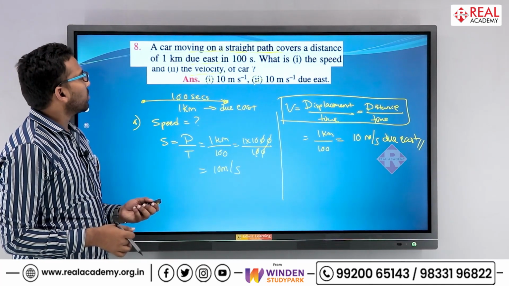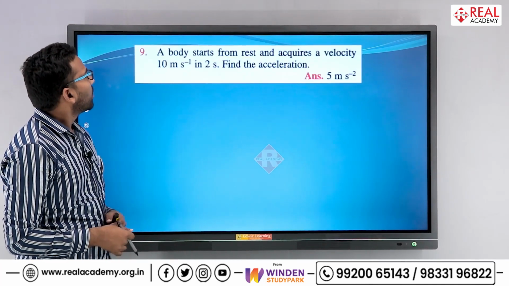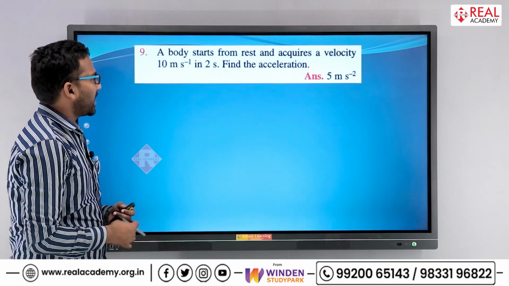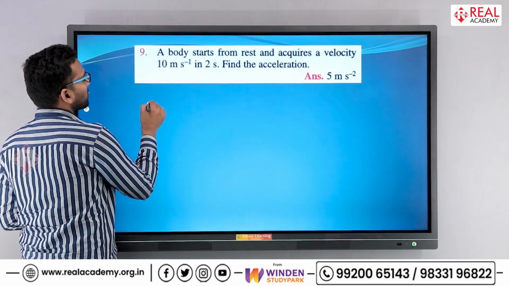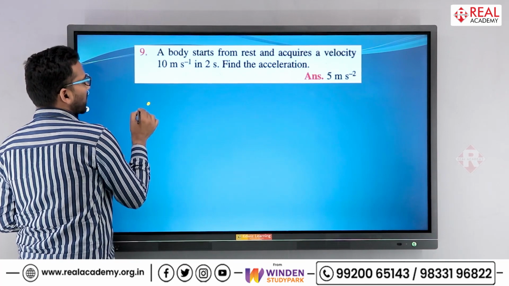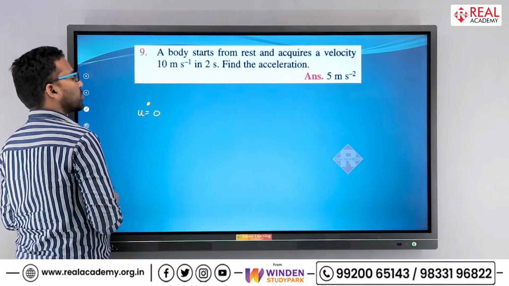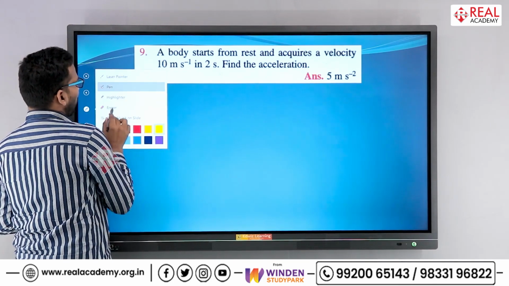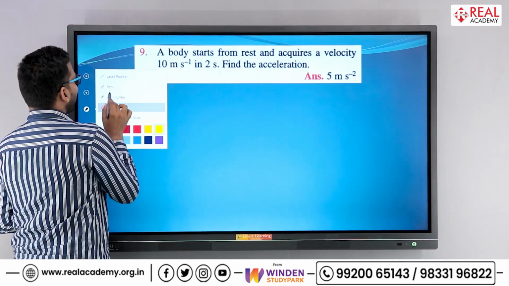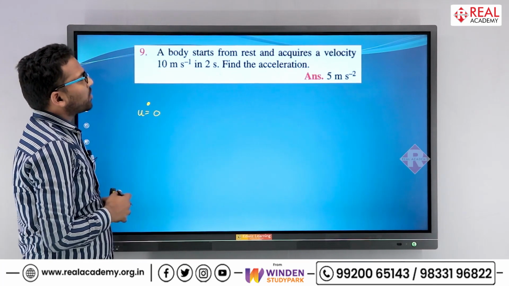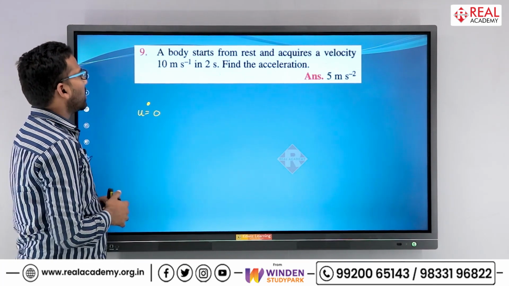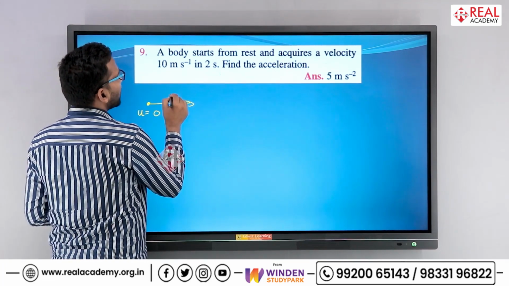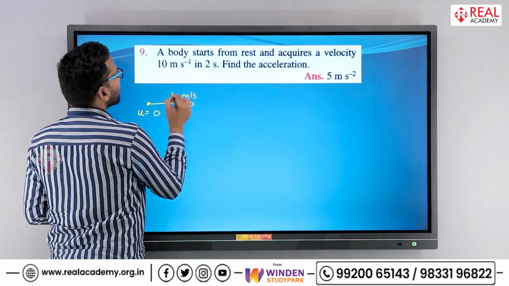Okay. Chalo, next question. A body starts from rest and acquires a velocity. Starts from rest means initial velocity is equals to 0. Let that initial velocity be u. So initial velocity is 0. So body starts from rest and acquires a velocity of 10 meter per second.